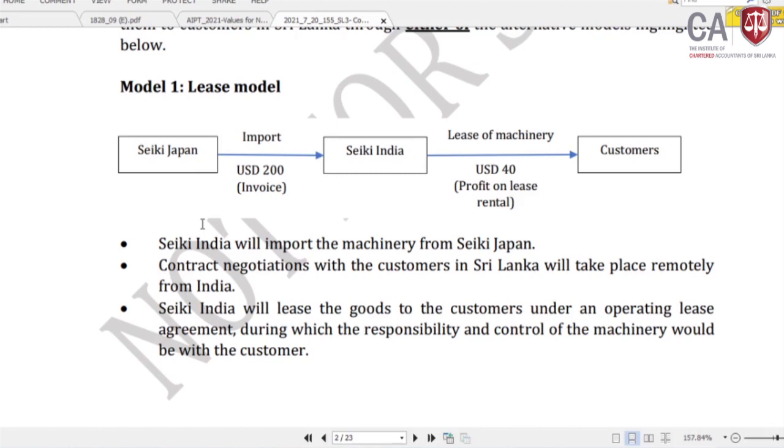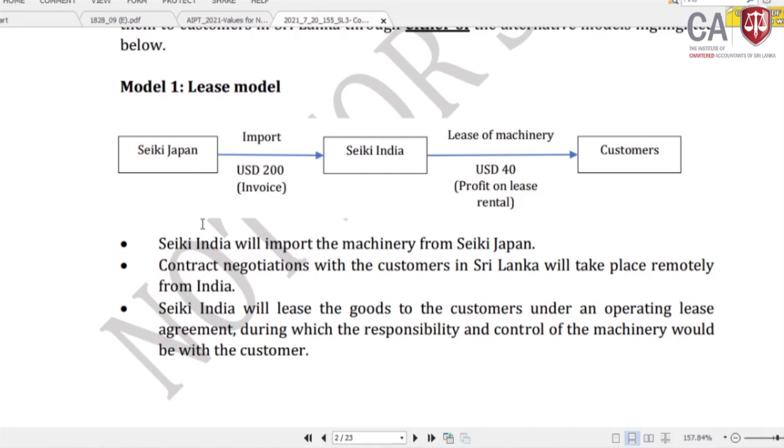Seiki India will lease the goods to the customers under an operating lease agreement, during which the responsibility and control of the machinery would be with the customers. Now what is the only thing that Seiki India is doing for Sri Lanka? They are directly exporting their machinery to Sri Lanka. From Seiki Japan, it's coming to India. From India, India is exporting it to Sri Lanka. And the direct contract is entered between Sri Lanka and India, at India.